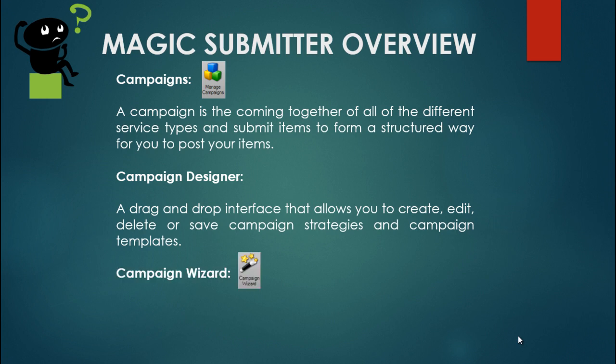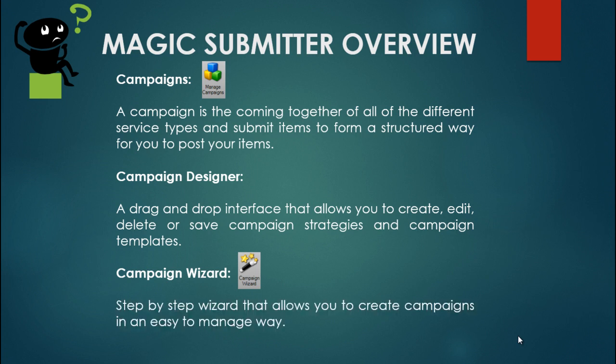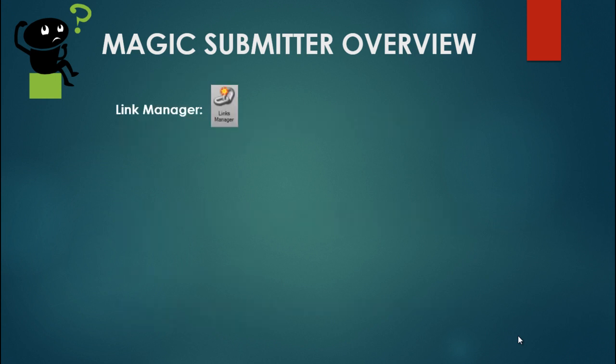This is a magic wand icon with 3 stars coming out of it. And this is a step-by-step wizard that allows you to create campaigns in an easy to manage way. Next is the links manager.